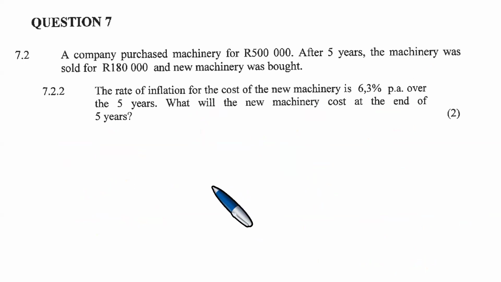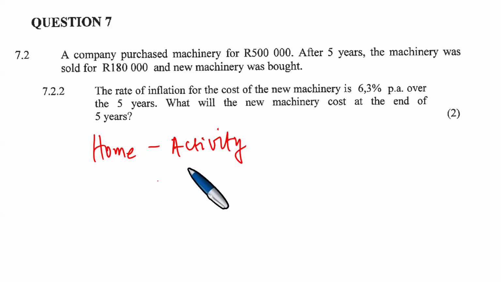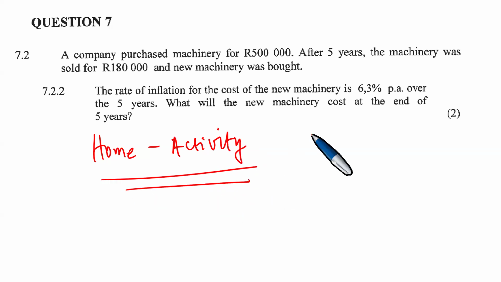Here is the homework. A company purchased machinery for 500,000. After 5 years, the machinery was sold for 180,000 and new machinery was bought. The rate of inflation for the cost of the new machinery is 6.3% per annum over the 5 years. What will the new machinery cost at the end of 5 years? So this is your home activity.